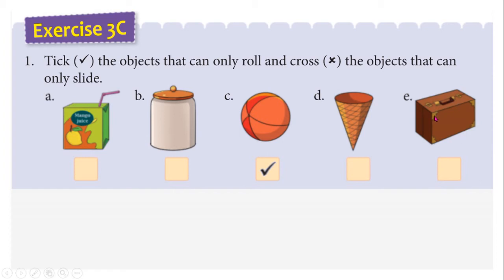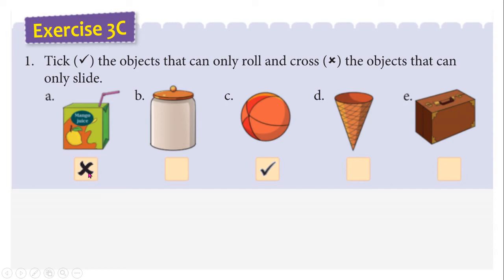And in E, we have only a box with flat surfaces, and it can slide when it is pushed along the ground. So now what we need to do is cross the objects that can only slide. So coming to A again, this is a box with flat surfaces. When it is pushed along the ground, it can only slide. It can never roll, since it does not have a curved surface.